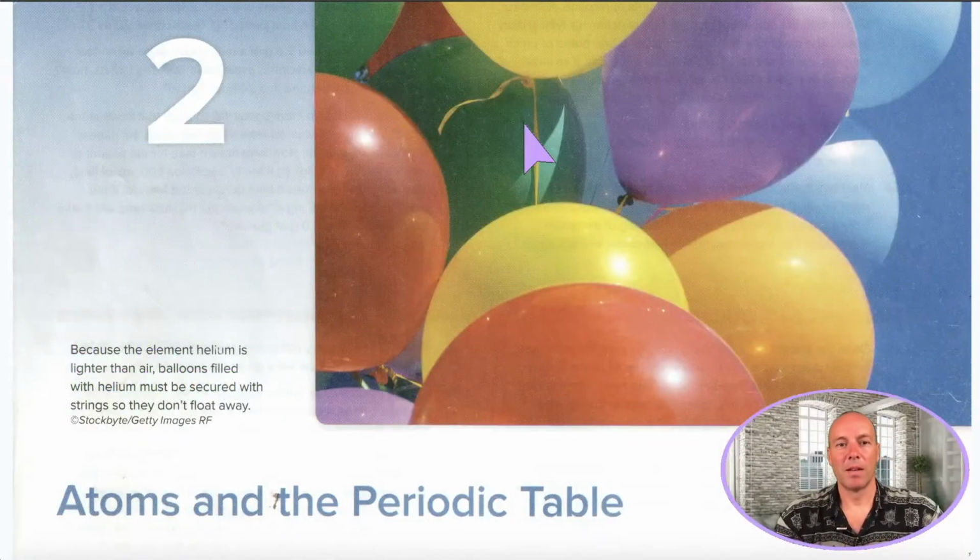Hello again. So we're starting Chapter 2, Atoms in the Periodic Table. In the picture you can see some helium-filled balloons. Helium is one of the elements, and it's a gas which is a little lighter than air, so when you fill a balloon, the balloons rise in air and sometimes they float away.